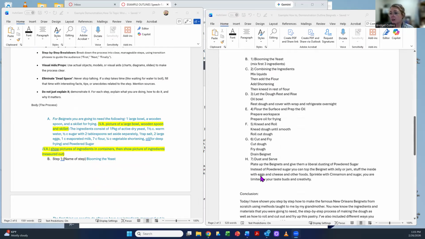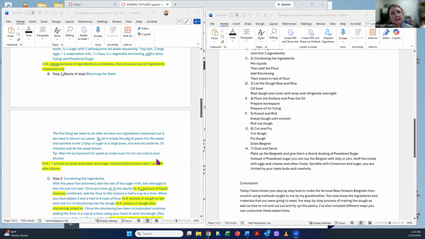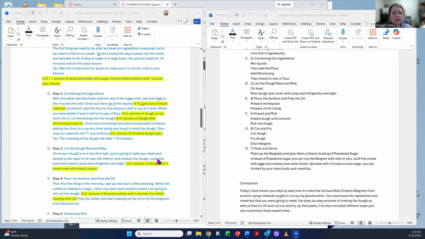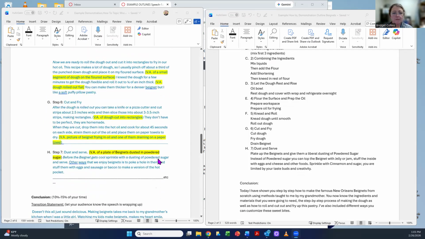And if you see here, I still have transition statements that I'm using. Sometimes it's a good idea to write your transition statements out. That way it helps you remember what your trigger words are. Let's look down into our conclusion.